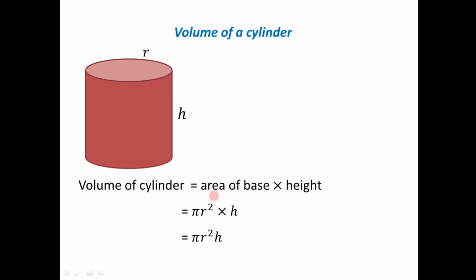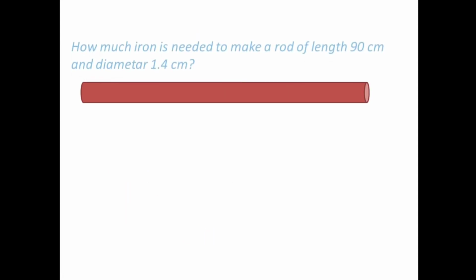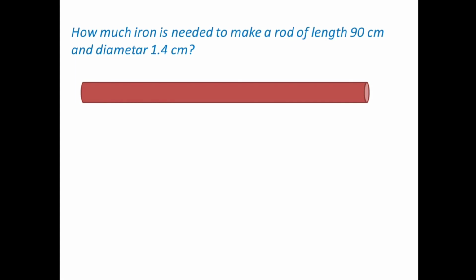That's why we have to use here the formula for area of a circle, that is pi r square, into height h. So if we multiply that, we get pi r square h. So this is the formula for volume of cylinder. Now let's solve an example based on these concepts.